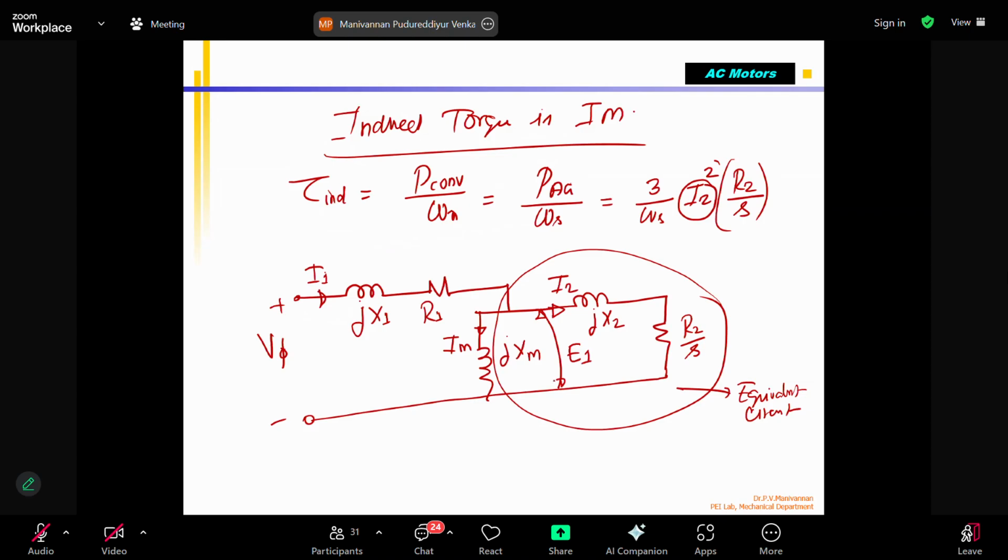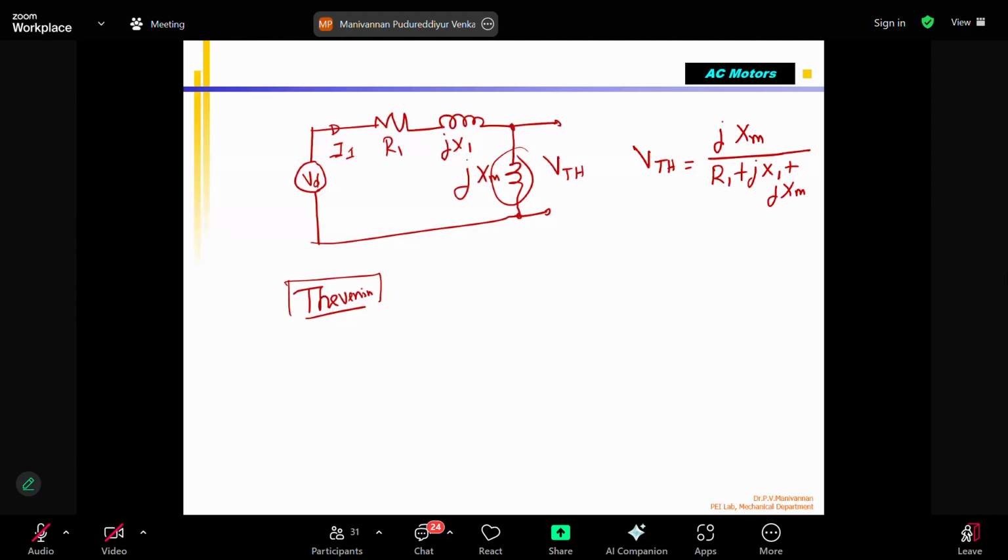That is the voltage in the rotor. This is the input voltage. Sorry, XM is the stator. Where is E1? We know E2 is the rotor. This is E1, across this coil, this magnetizing coil. So we are measuring the voltage across this, and that's what we are trying to find out.